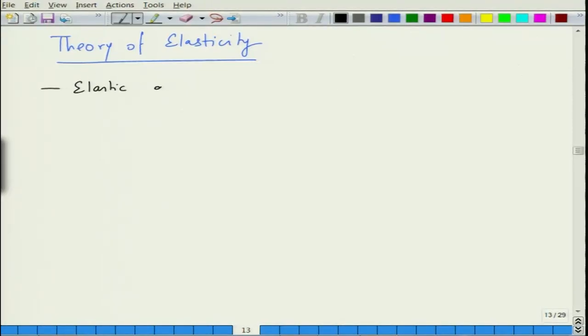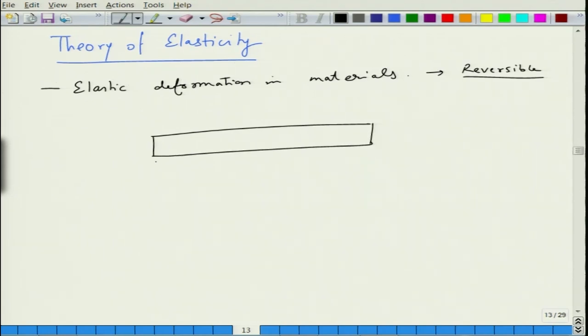So, the first thing, as we know, elastic deformation in materials is basically a reversible deformation, okay. So, when you stretch something, let us say of length L, and when you stretch it to, let us say, L plus delta, this is upon application of load, okay. So, this is where you apply the load. So, when you release the load, the material gets back to its original dimension.